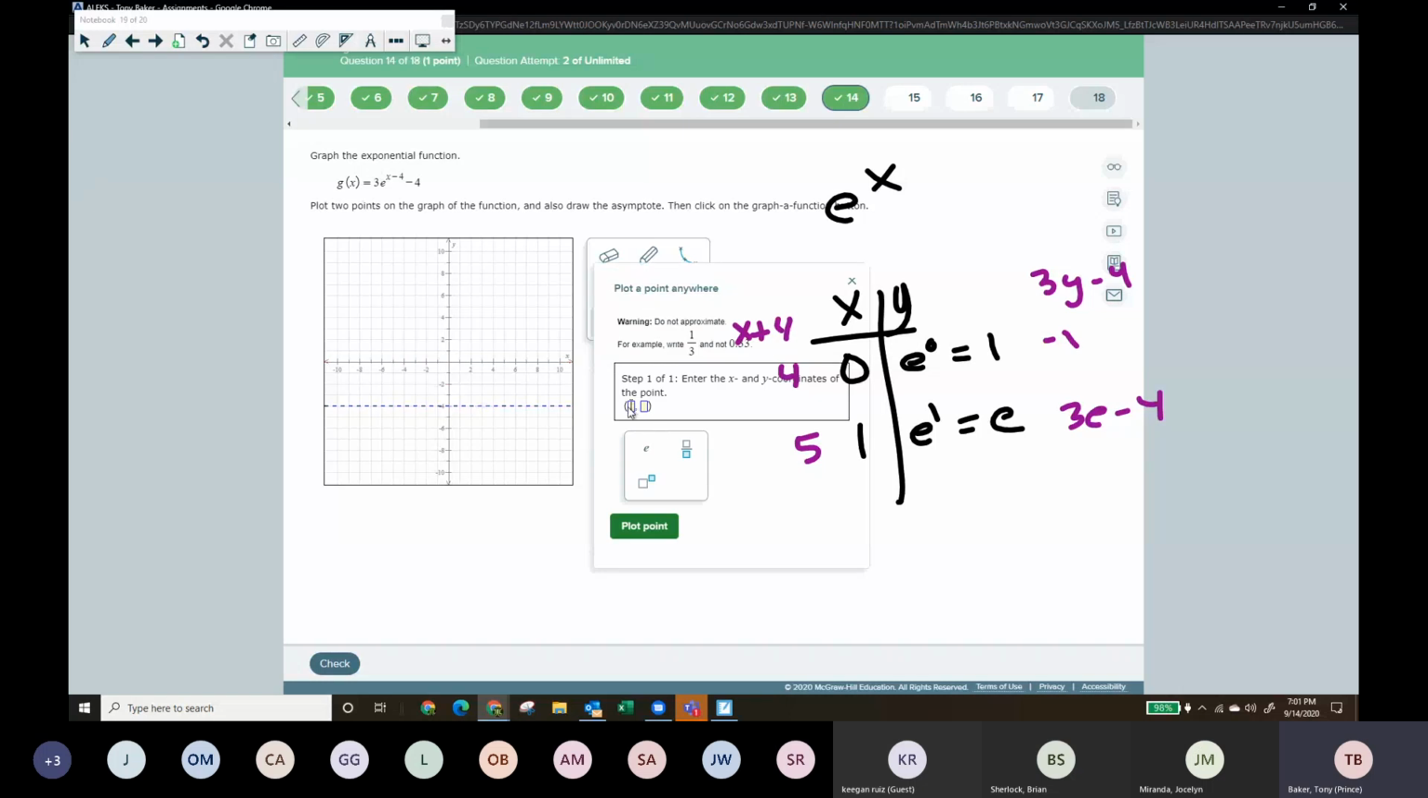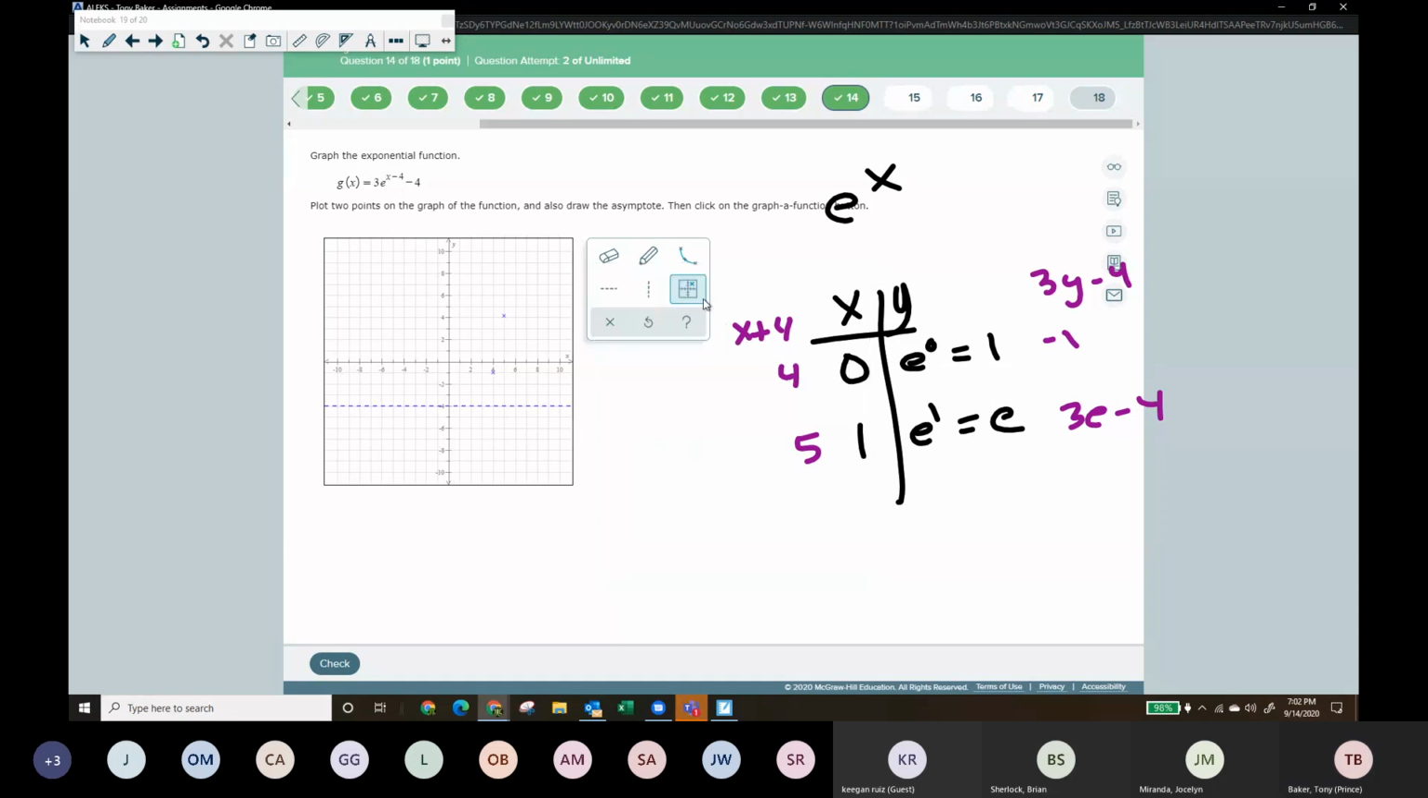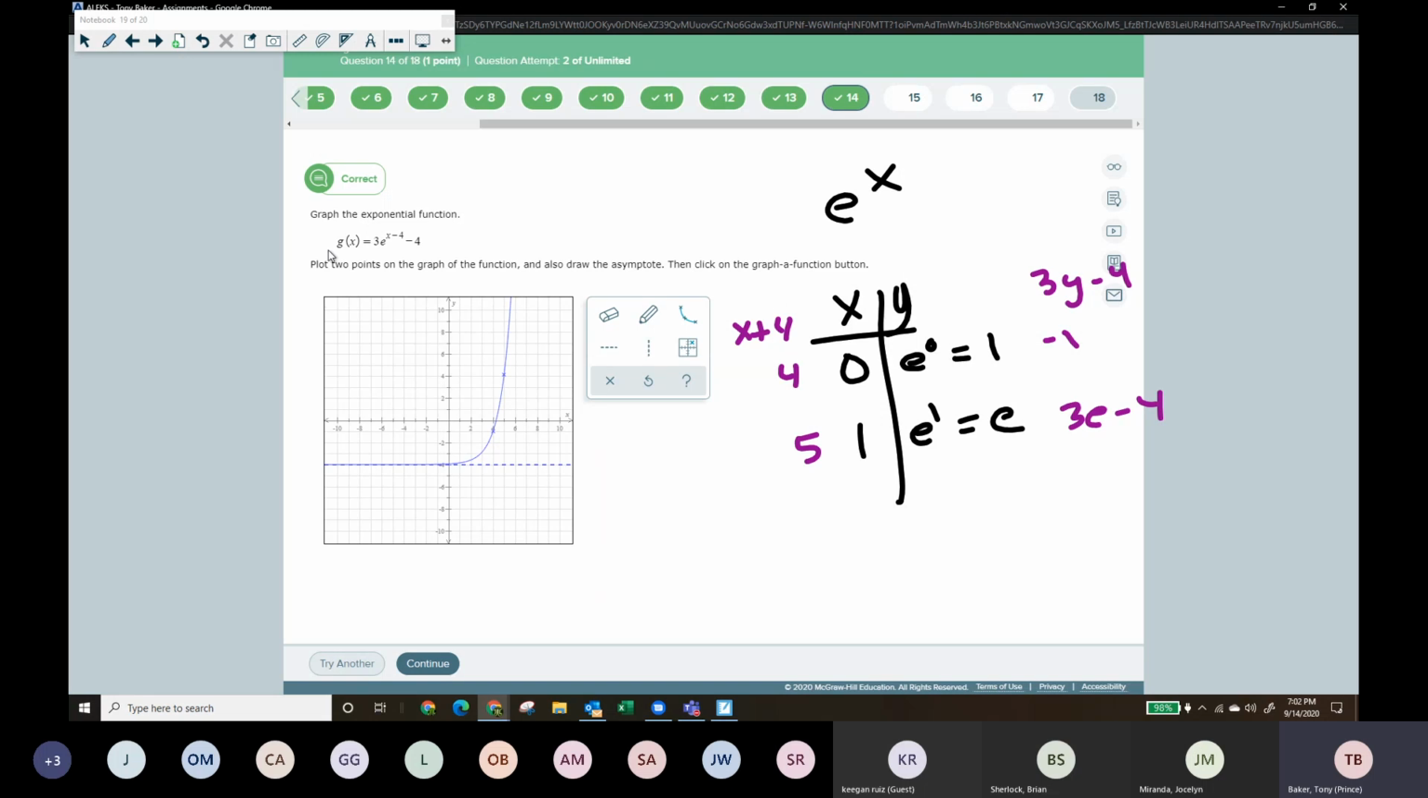So now I'm going to plot my 2 points. So 4, -1, and 5, 3e minus 4. And graph. This works actually for any of them. It doesn't even have to be an e. If this was 3 to the x minus 4, it'd be the exact same thing. You do the exact same steps when you're doing the transformations.